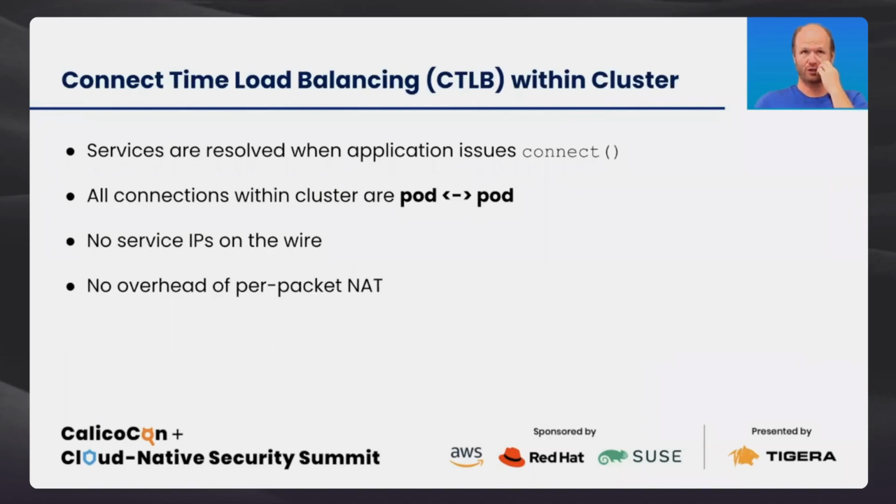We call the feature connect time load balancing. It's implemented by attaching a small eBPF program to a cgroup, which attaches it to every connect system call of your application. And those services may be resolved right at the connect time. So all you see on the network is pod-to-pod traffic. And there are no service IPs on the wire for traffic which is intra-cluster. It comes with no overhead per packet because we don't have to translate every packet because of NAT. But if you look at tcpdump, it may get confusing that you don't see the service IPs anywhere as you were used to.